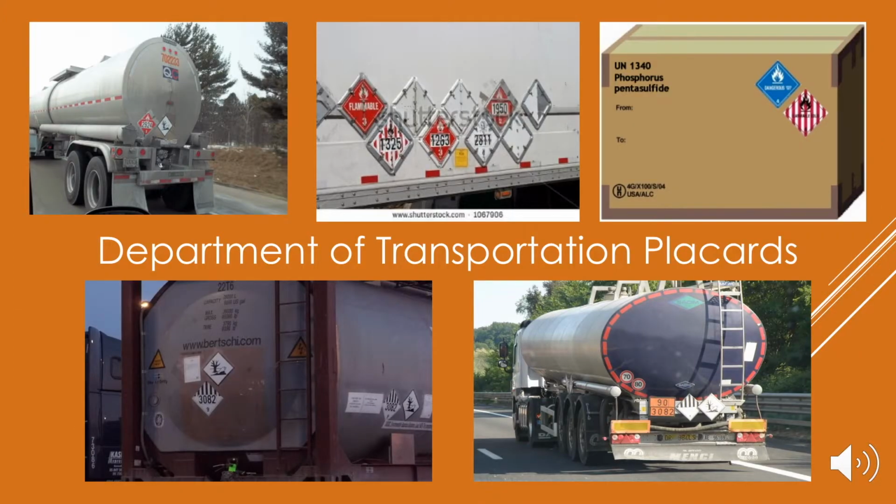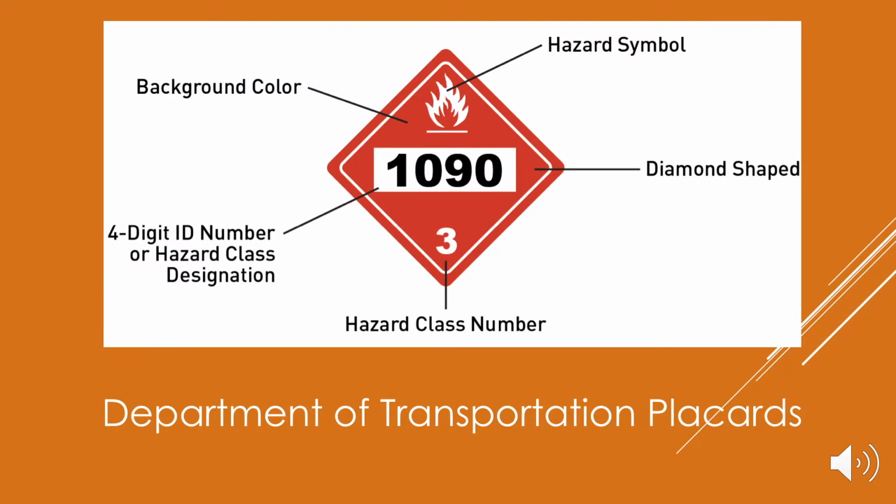Pictured here, you'll see a few of the second department that we talked about, the Department of Transportation placards. And these will be found on trucks and packages that are traveling. And this is what an up-close symbol looks like. You'll always have that number in the middle, which is the 4-digit ID number, and you'll always have the hazard symbol at the top. So the symbol on this placard is a flame, which stands for flammable. The placards will always be diamond in shape and a solid background color.